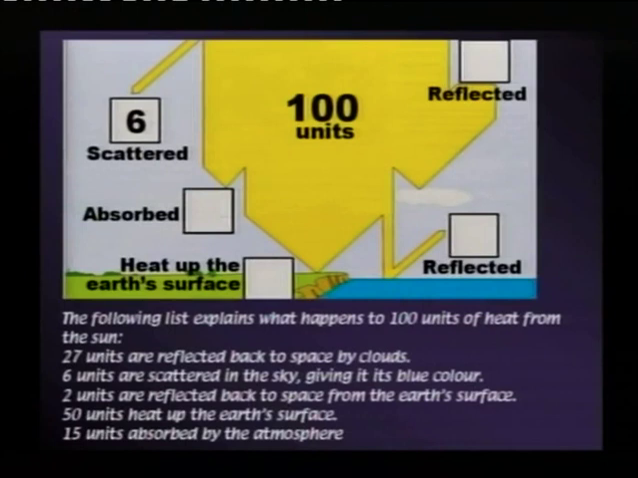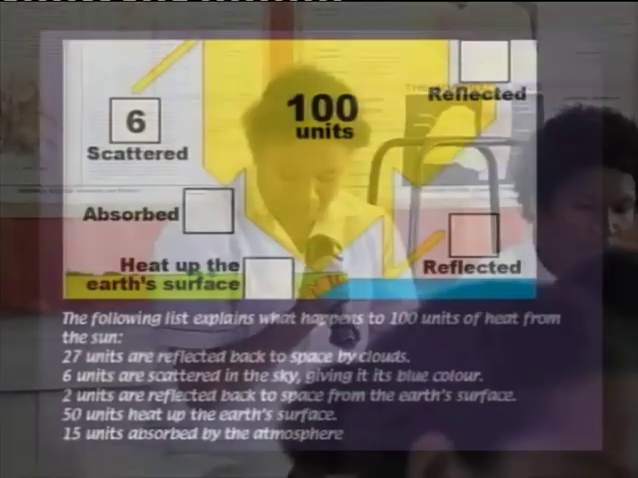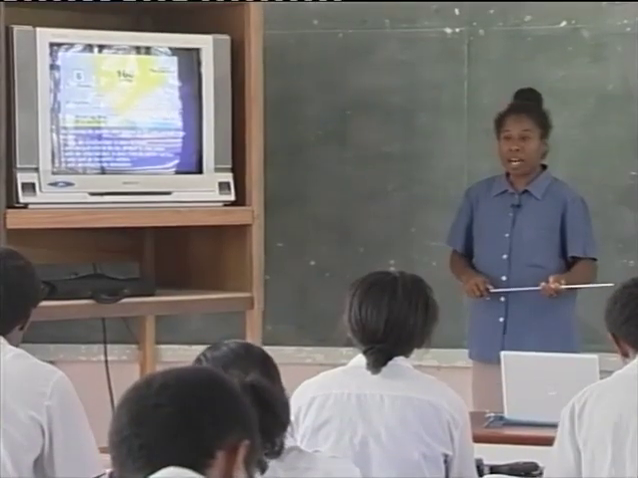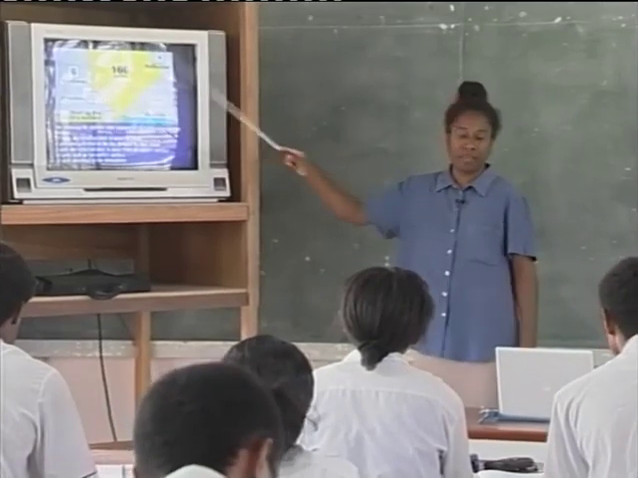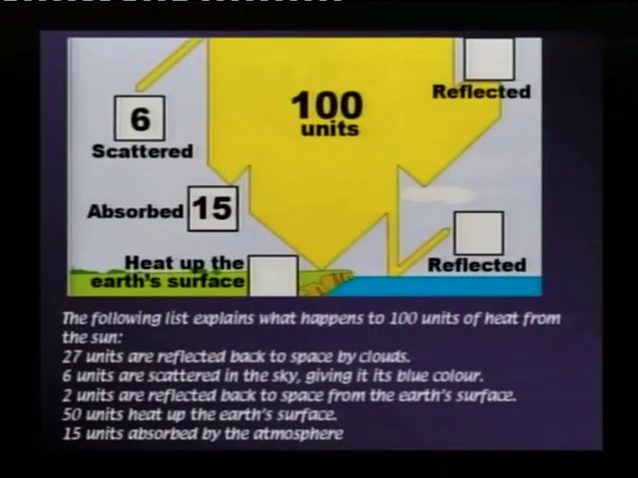Rebecca, the next box, absorbed. What should go in this box here, or how many units? 15 units. Okay, 15 units absorbed by the atmosphere. We agree with her that the answer here should be 15. Yes, okay, good. 15 units absorbed by the atmosphere.